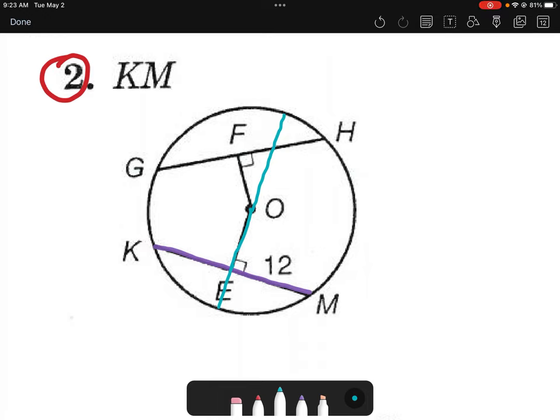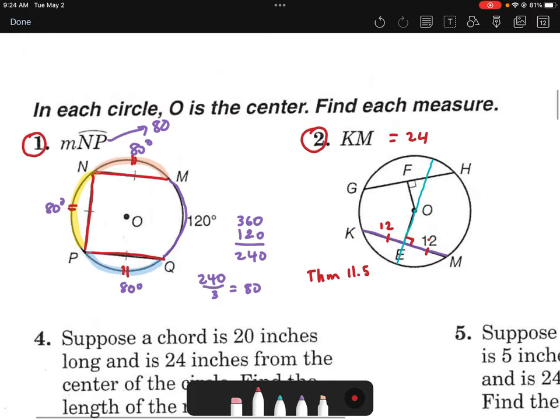diameter. We have a theorem that tells us when a diameter crosses a chord at a right angle, which we have, then you know that that chord is bisected. So if the one side is 12, the other side's 12, K to M is going to be 24. That's your theorem 11.5. What we used over here was theorem 11.4.